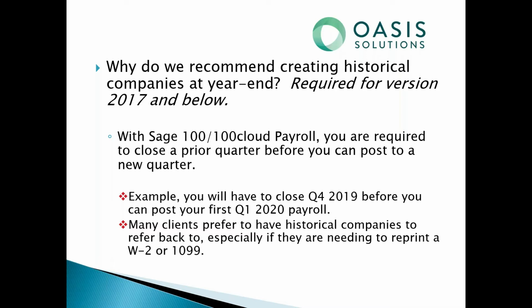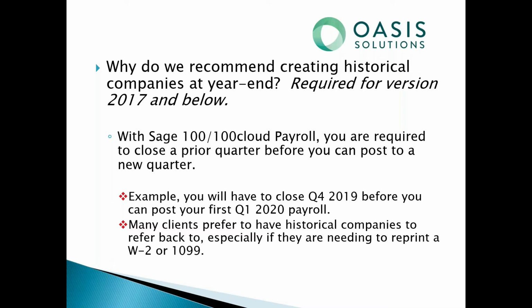Well, normally, because of the timing of year-end and holidays and everything we have going on, there's not time for users to finish their last payroll in 2019 and get all of that done before their first payroll of the new year. So that is why we have always recommended that we create a historical company of your live payroll after your last payroll of the year. So the company would be created after your last payroll of 2019 and before you close the year.